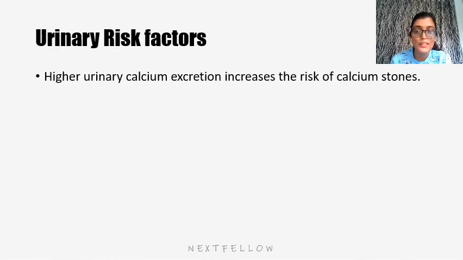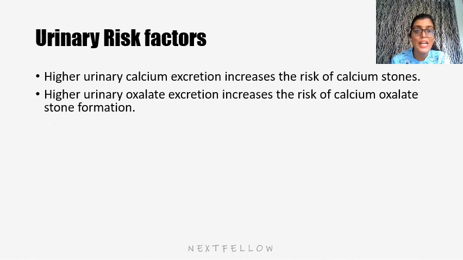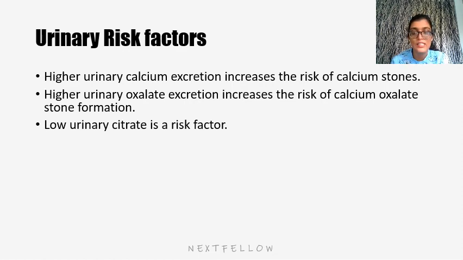Now coming to certain urinary risk factors. Higher urinary calcium excretion increases the risk of calcium stones. If the urinary calcium is more, then there is an increased risk of formation of calcium stones. Higher urinary oxalate excretion increases the risk of calcium oxalate stone formation. If oxalate excretion is increased in urine, the calcium in the urine will bind to this oxalate and ultimately form calcium oxalate stones.